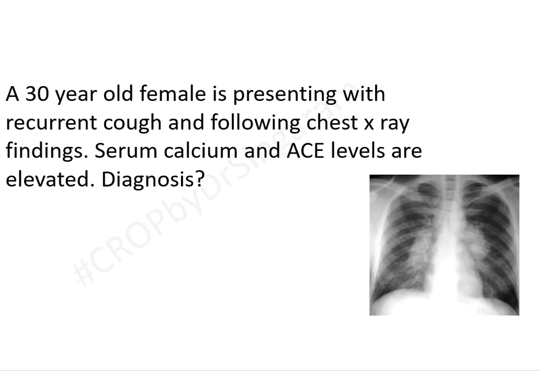The next question is a very important question. Previously also it has been asked in your exams. It's a 30-year-old female presenting with recurrent cough and the following chest x-ray finding. Serum calcium and ACE levels are elevated. What is the diagnosis? They have given the x-ray picture. You can see that in the x-ray picture there are some swellings in these two regions. Can you see that? There are some white masses in these two regions which are nothing but the very enlarged lymph nodes. That is a hilar lymph node. It's a hilar lymphadenopathy.